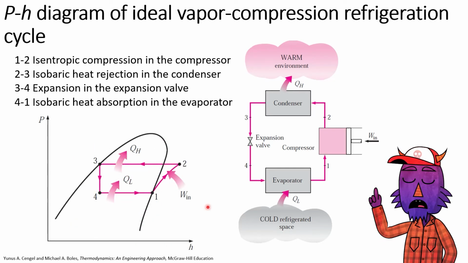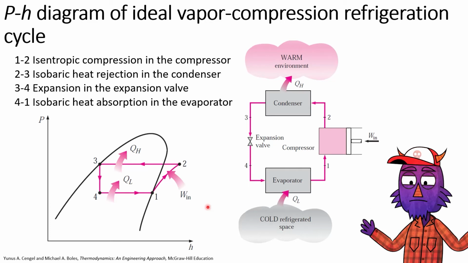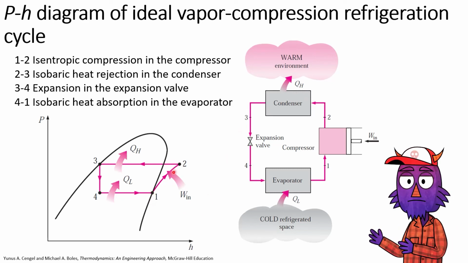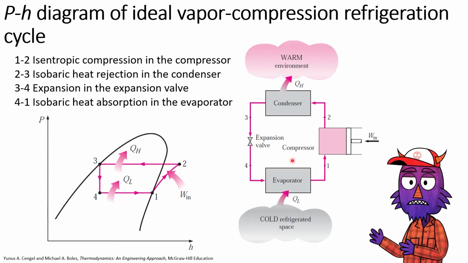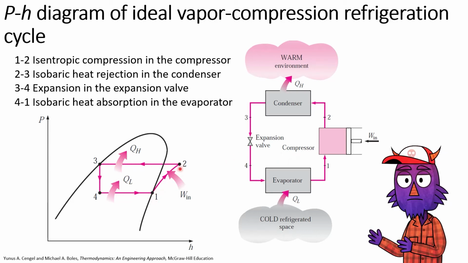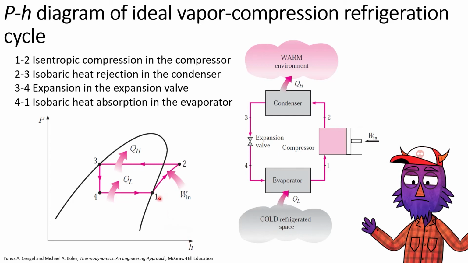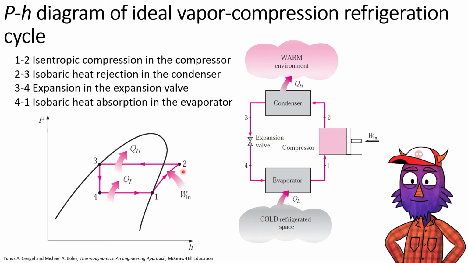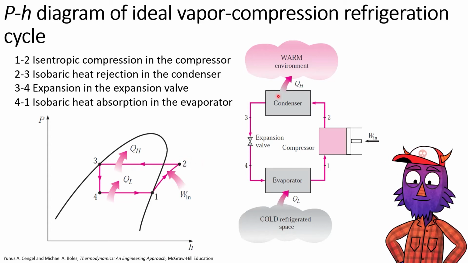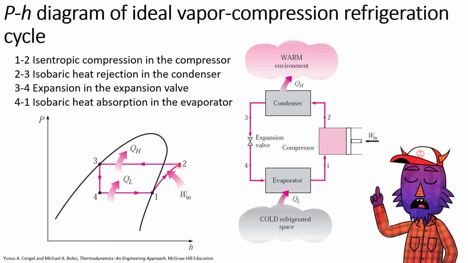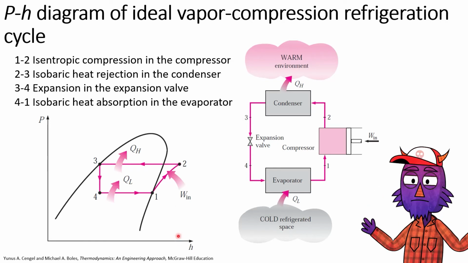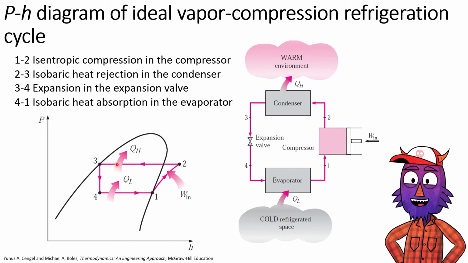Another important diagram that we need to talk about here is the pH diagram, or the pressure-enthalpy diagram. So the process is the same. From state 1 to state 2, that is the compression inside the compressor, and the compression will increase the enthalpy a little bit from H1 to H2. Then from state 2 to state 3, that is the isobaric heat rejection to the surrounding atmosphere. Since it is a heat rejection to the atmosphere, the enthalpy will be reduced from H2 to H3, and you will see that the line is horizontal.